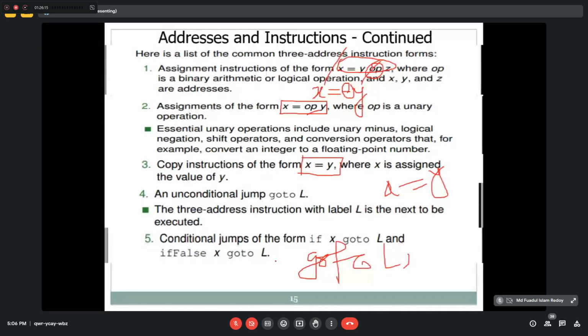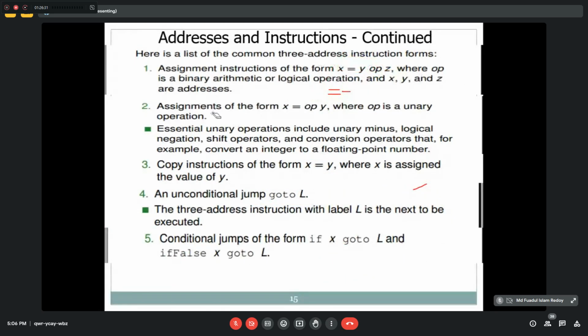So if you think about this one, go to L. So that means go to L label. So there is only one operand. So this one is also a form of 3 address code. Okay. Got my point? Yes, sir.